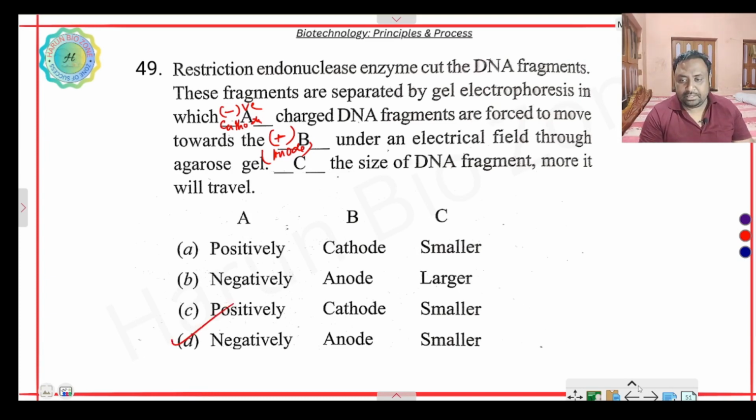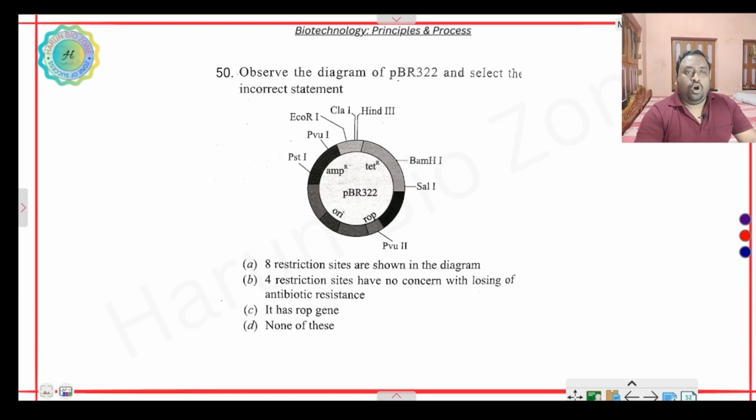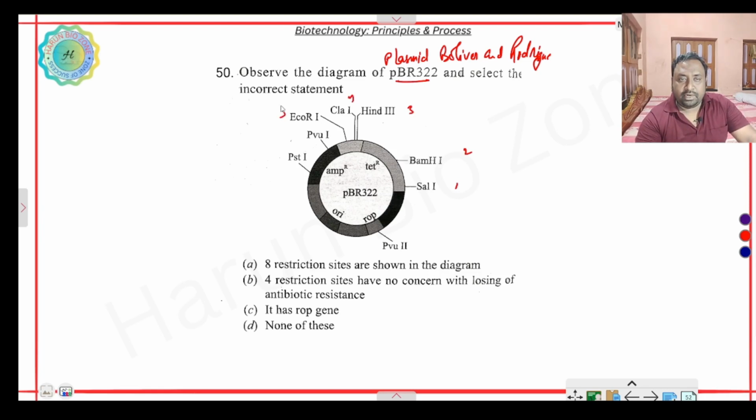49, 50. Observe the diagram of pBR322. pBR322 means plasmid, Bolivar and Rodriguez. Okay, the 8 restriction sites. So 1, 2, 3, 4, 5, 6, 7 and 8.